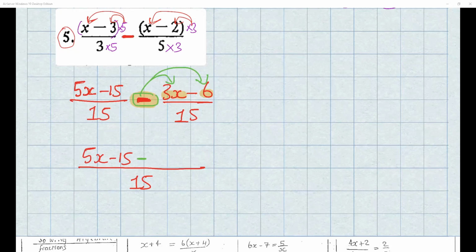Not at the beginning. So you're doing minus 3x, which is nice and straightforward. And then we're also doing a minus 6, so it's plus 6 instead. Two minuses make a plus. Yeah, so the plus part comes in here.